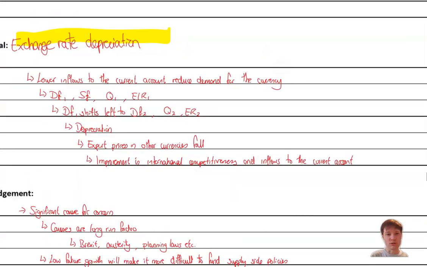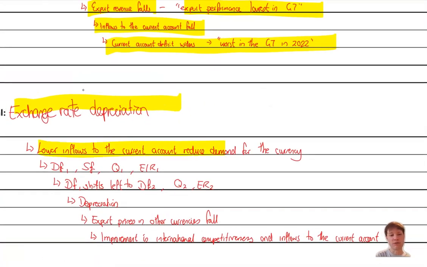And that will result in lower inflows to the current account, reduced demand for the currency. According to research, productivity really does impact your currency. If your productivity falls, then you sell less to the rest of the world, and therefore the demand for your currency falls. That's the argument we're trying to make, quite a difficult one actually.